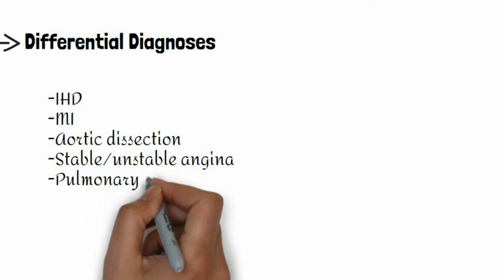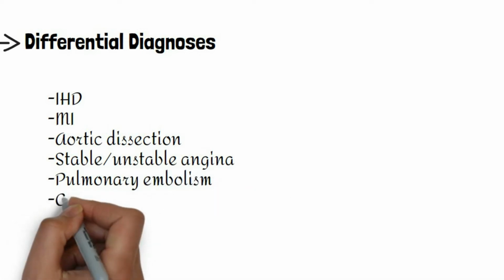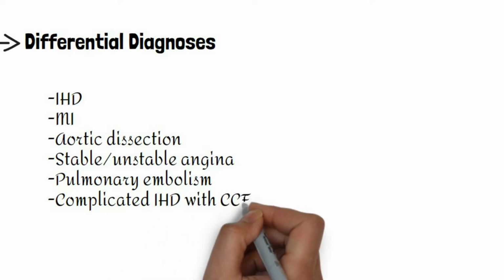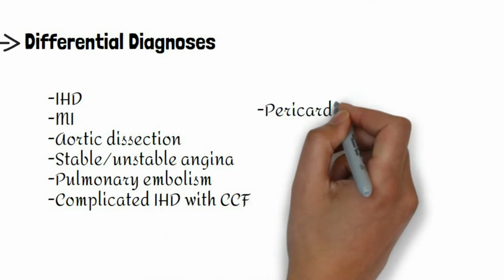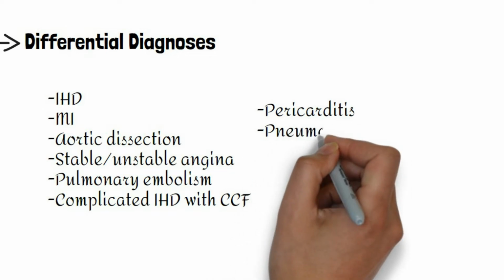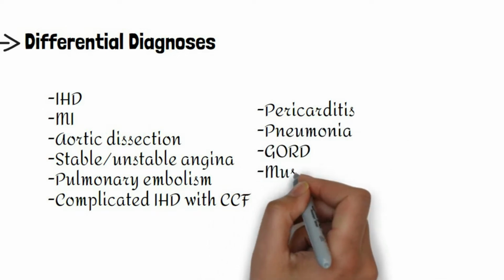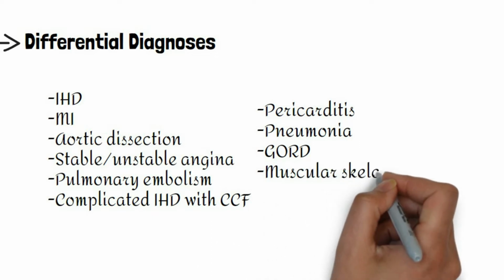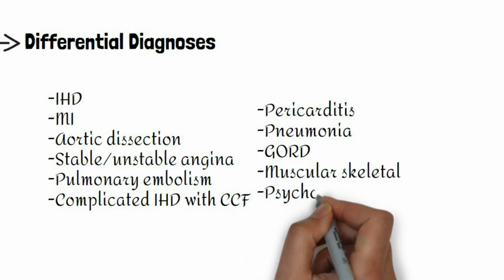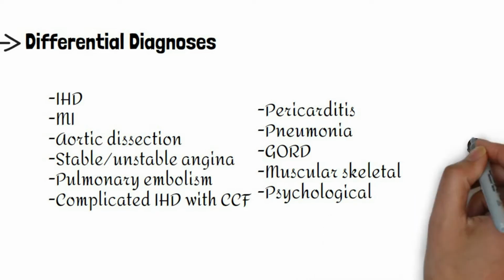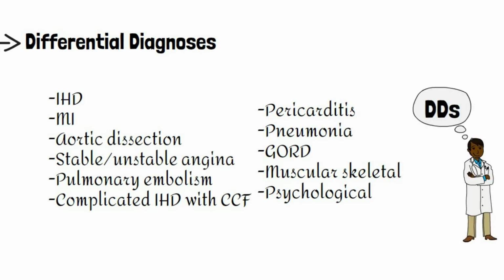pulmonary embolism, complicated IHD with CCF, pericarditis, pneumonia, gastroesophageal reflux disease, musculoskeletal, psychological. So, keeping these DDs in mind, let's see what the important things are that the history should consist of.